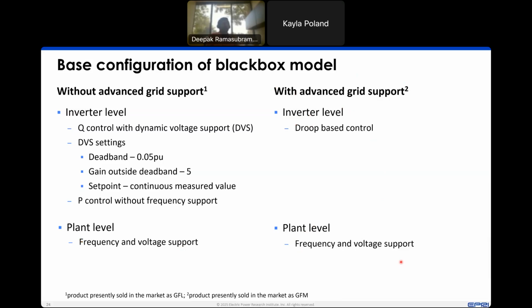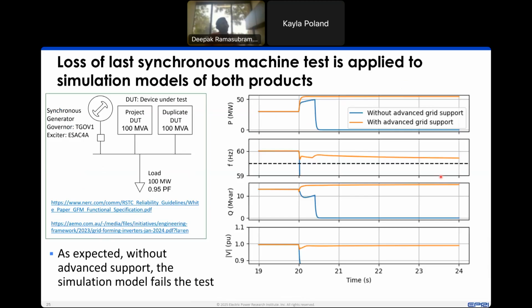Now, if we take these two bookends, wherein you have without advanced grid support and with advanced grid support from this inverter OEM, and we apply the loss of last synchronous machine test to this particular set of products, then without the advanced grid support, you do see voltage collapsing. You do see frequency collapsing when this last synchronous machine is tripped. And with the advanced grid support, you actually see a good stable response for both voltage and frequency. So the two baselines, as expected, meet up well. Without advanced grid support, it fails the test. With the advanced grid support, it passes the loss of last synchronous machine test.